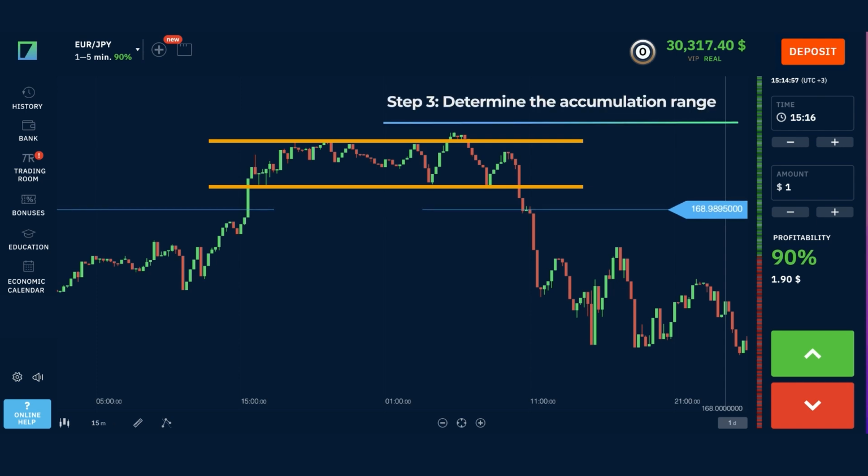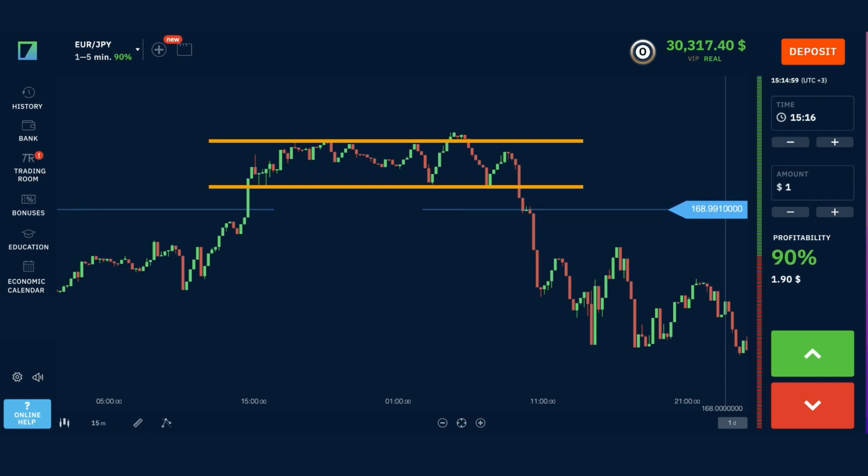Step 3. Identify the accumulation range. Typically, a breakout occurs after accumulation. If we focus solely on support and resistance levels, the breakout point becomes our entry point. Note that after such a breakout, the price chart and market participants will find the next trading range.